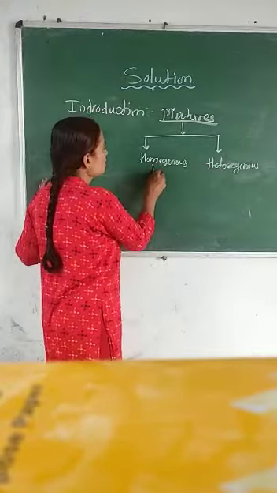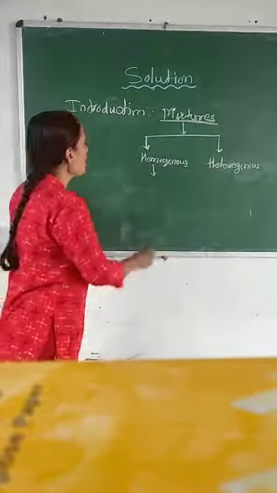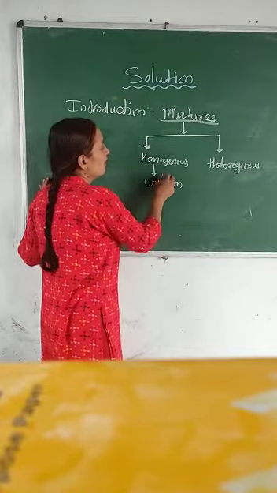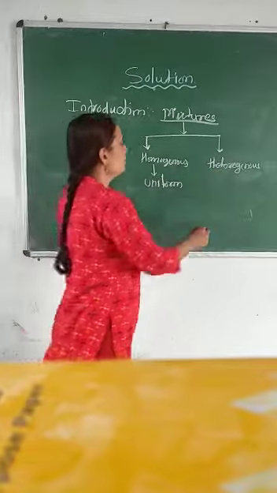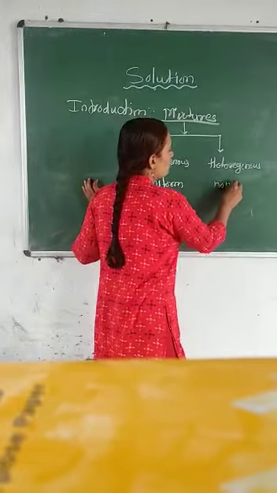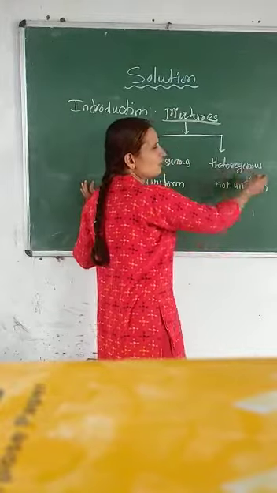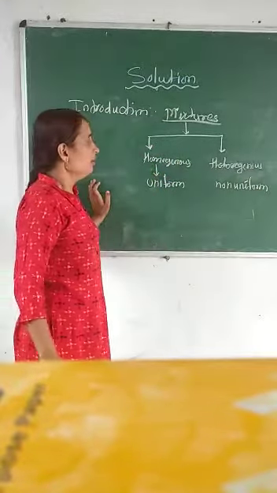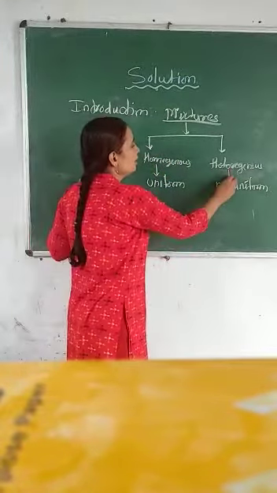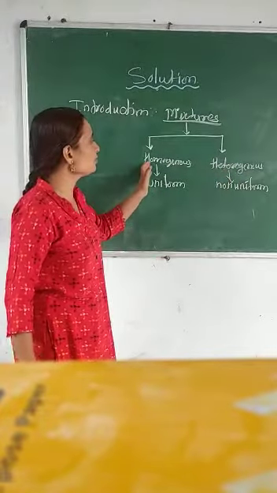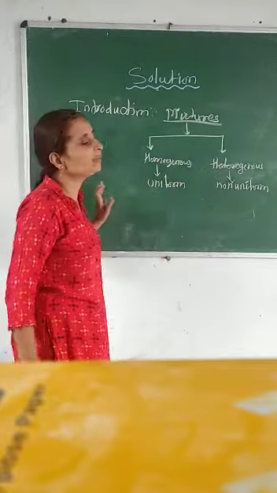Homo means all the constituent components are uniform. In heterogeneous mixtures, the constituent particles are not uniform, and in homogeneous mixtures they are uniform. Homo means the same, hetero means different.